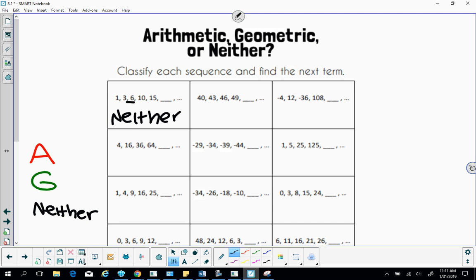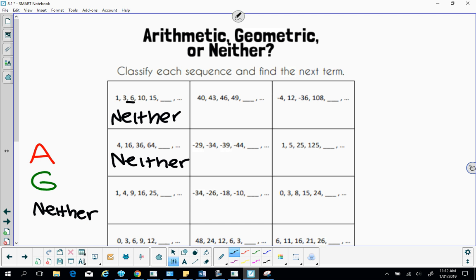So like 4 to 16. I can either add 12 or multiply by 4. 4 times 4 is 16. What's 16 times 4? 64. So what would this one be then? Neither. I'm going to put N in. So it's either multiplying, adding, or subtracting. If it's not, it's neither.